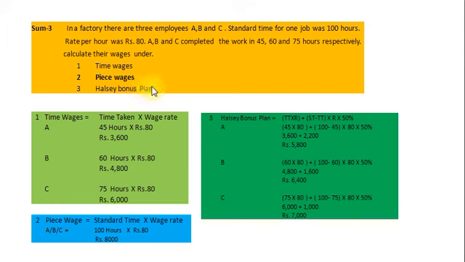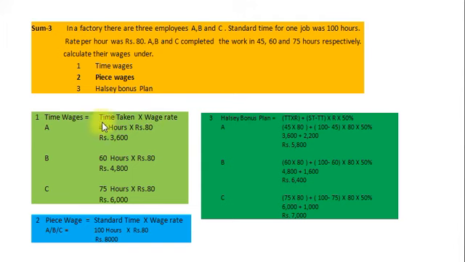Students, in second example we were given information of production, standard production and actual production by the laborers. In this particular example we are given information of standard time and time taken by the laborers to complete the job. So accordingly we will work out their wages under 3 plans. First is time wages. So our formula for time wages is time taken to complete the job multiplied by wage rate.